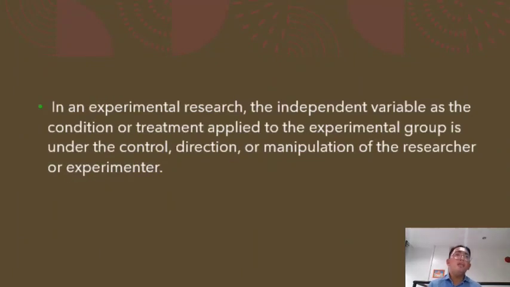In an experimental research, the independent variable, as the condition or treatment applied to the experimental group, is under the control, direction, or manipulation of the researcher or experimenter. So it would all depend on the control of the experimenter or the researcher, right? Whatever is given as the independent variable, it all depends on the researcher, okay? So he will see what the effects are on the dependent variable.